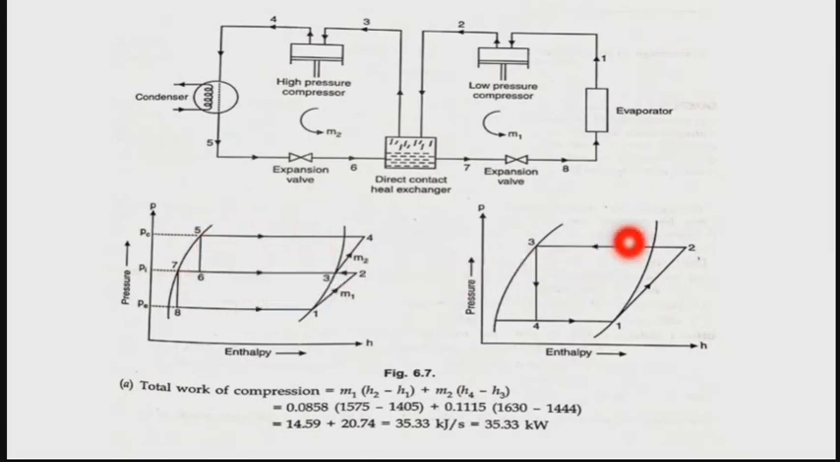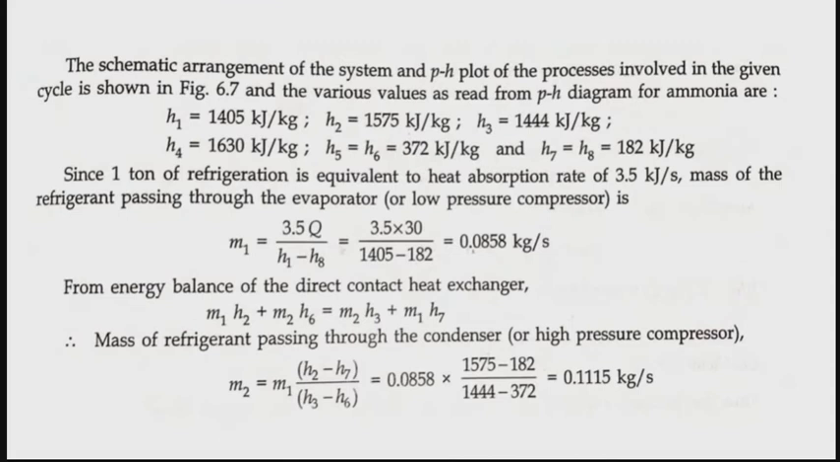Now when you come to the picture of the single stage, that is 1 to 2, 2 to 3 and 3 to 4. Now again we go back to our analytical part. If you draw the pH diagram, you will clearly get the H1, H2, H3, H4, H5, H6, H7 and H8 values corresponding to the pH chart.